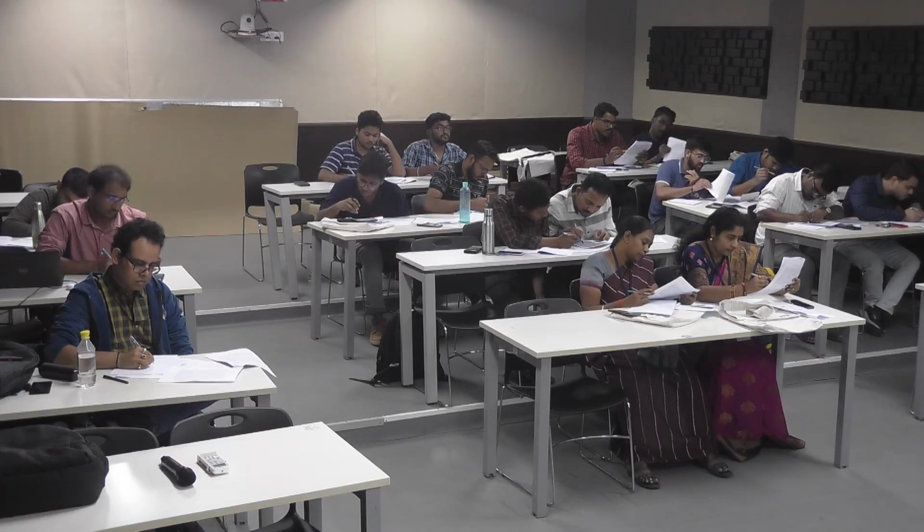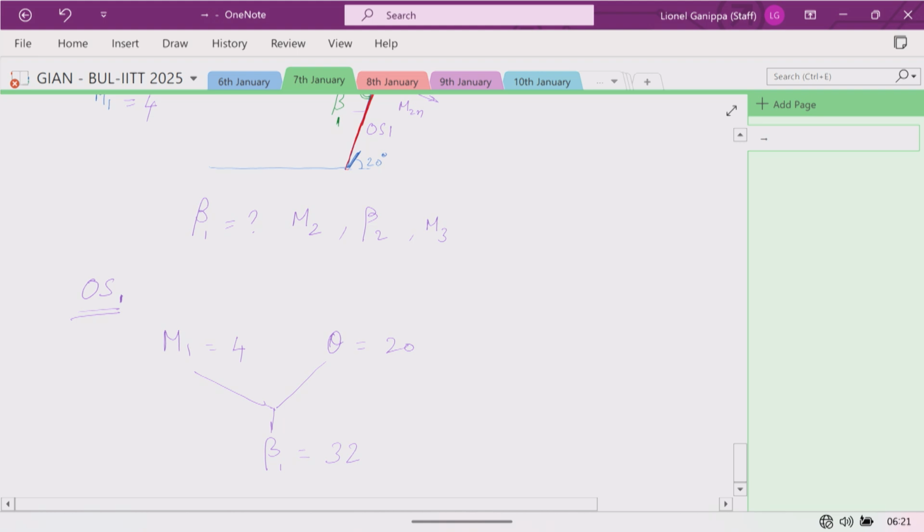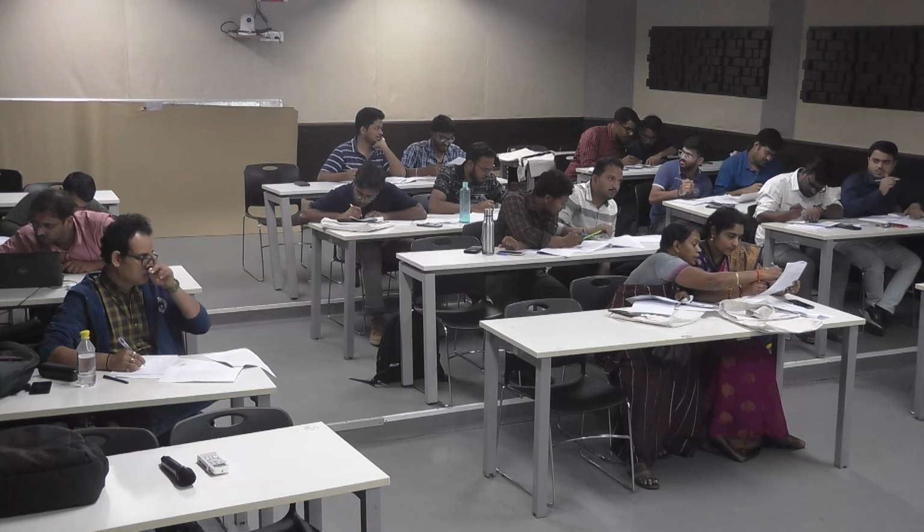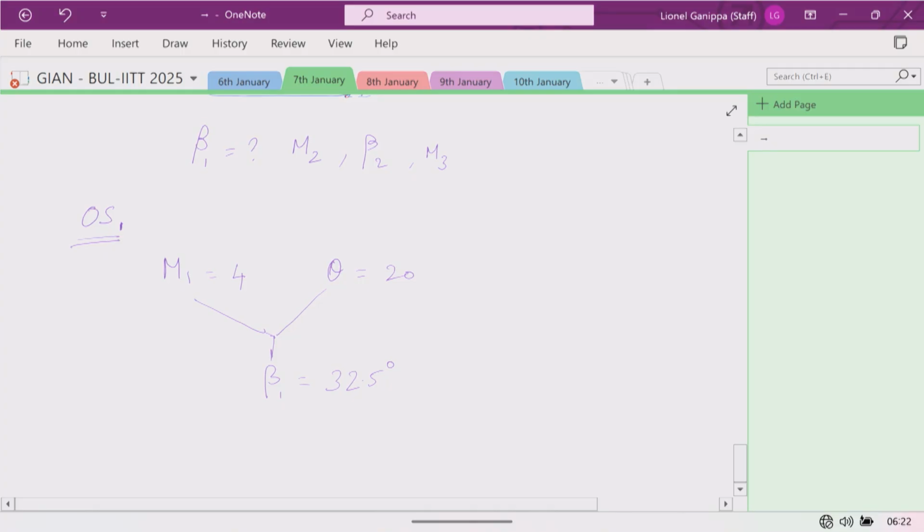What's the value for beta 1? 32. You don't need to interpolate, but be as close as possible. So, yeah, 32 or 32 point something. For the sake of consistency, shall we go with 32.5? So 32.5 degrees here, because it is in between these values.